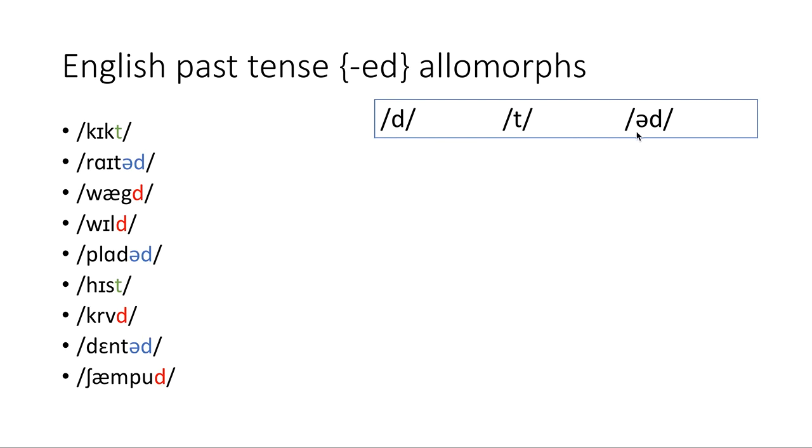D, t, and ud. Take a second and see if you can now do what we did with the last exercise. Can you make a list of where each of these allomorphs occurs in terms of its phonetic environment? So can you make a list that has all of the preceding phonemes for d, the preceding phonemes for t, and the preceding phonemes for ud?